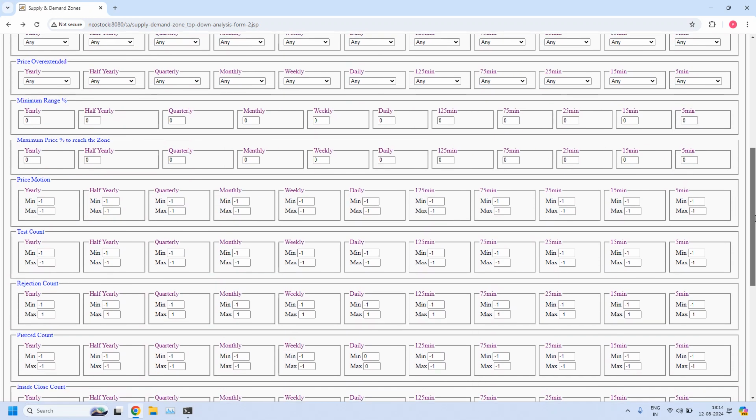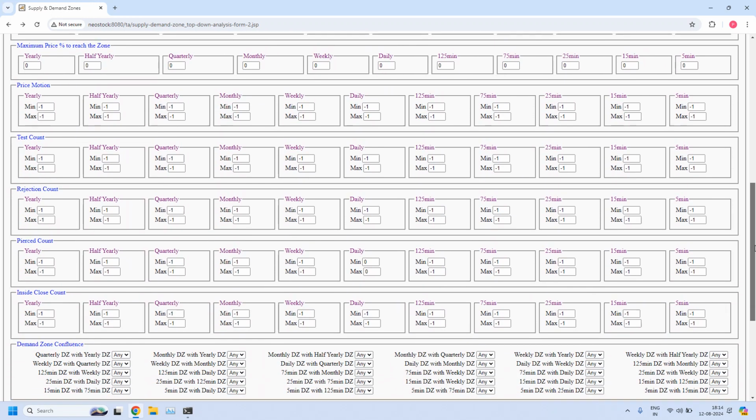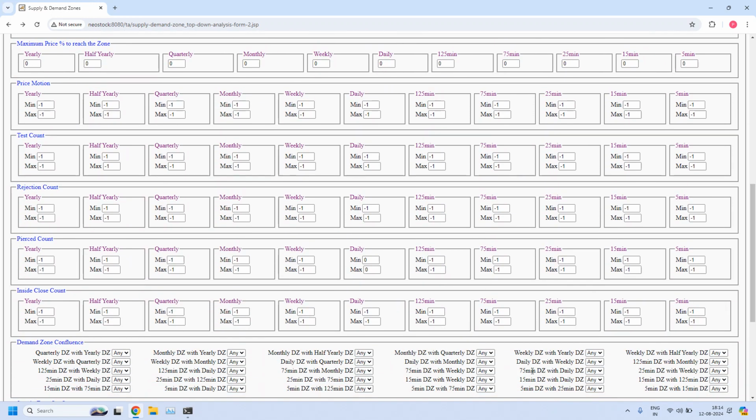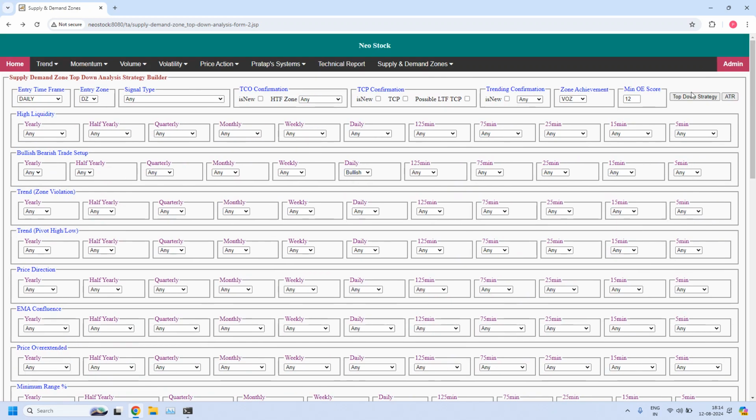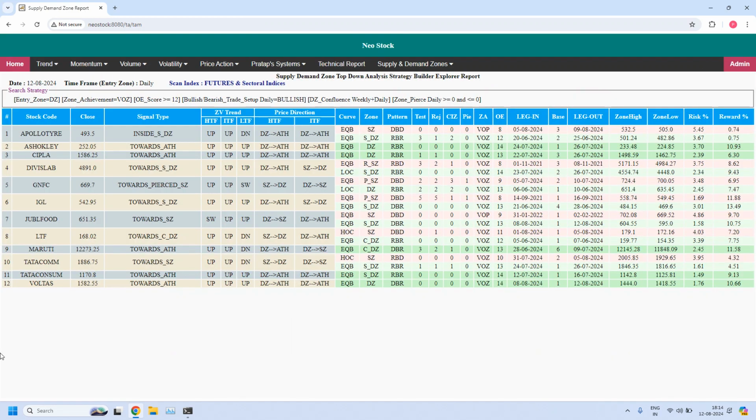So daily demand zone having a weekly demand zone confluence. In the demand zone confluence, this is the one, daily demand zone with weekly demand zone, I enabled. 12 stocks from 24, 12 stocks are filtered. Now all these 12 stocks are having a demand zone confluence weekly and daily. Daily is the entry time frame.